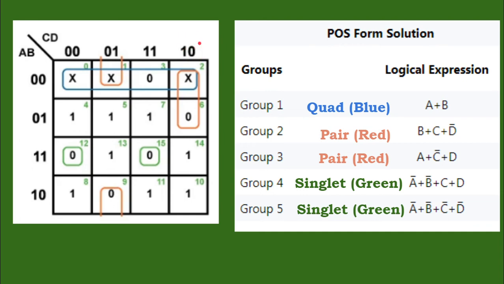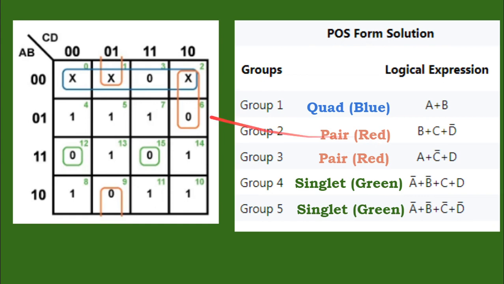And there are two terms, you have to make it as a combination or the sum of the two terms. Okay, two literals. So this is actually C bar plus D. So A plus, for this area A is remaining, and this area C bar plus D. So A plus C bar plus D is the answer of this pair.